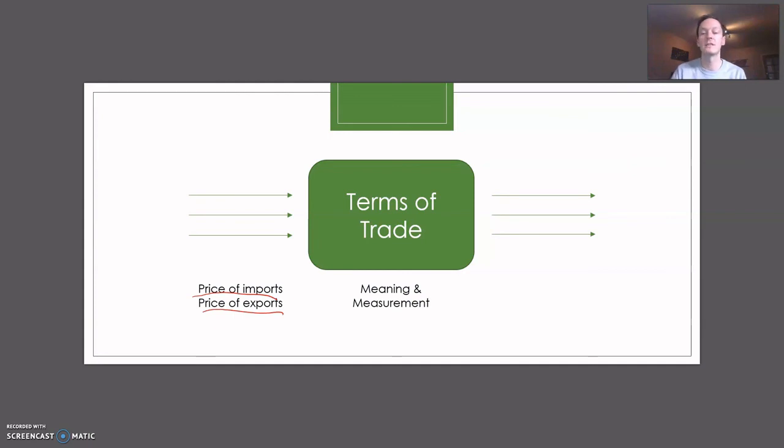And then finally, when the terms of trade changes, what is the effect on these five things? So really, really long videos, guys. It's a pretty complex topic.